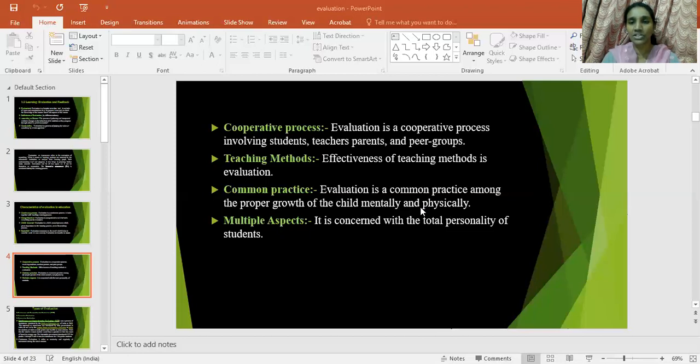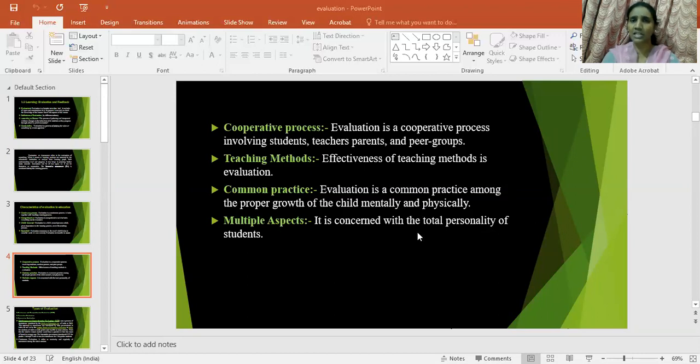Already we have discussed in the above paragraph that comprehensive means here we are going to judge our students, or the learner, comprehensively. Means here we are going to evaluate the students in all the aspects of our students' teaching. So that is the common practice.